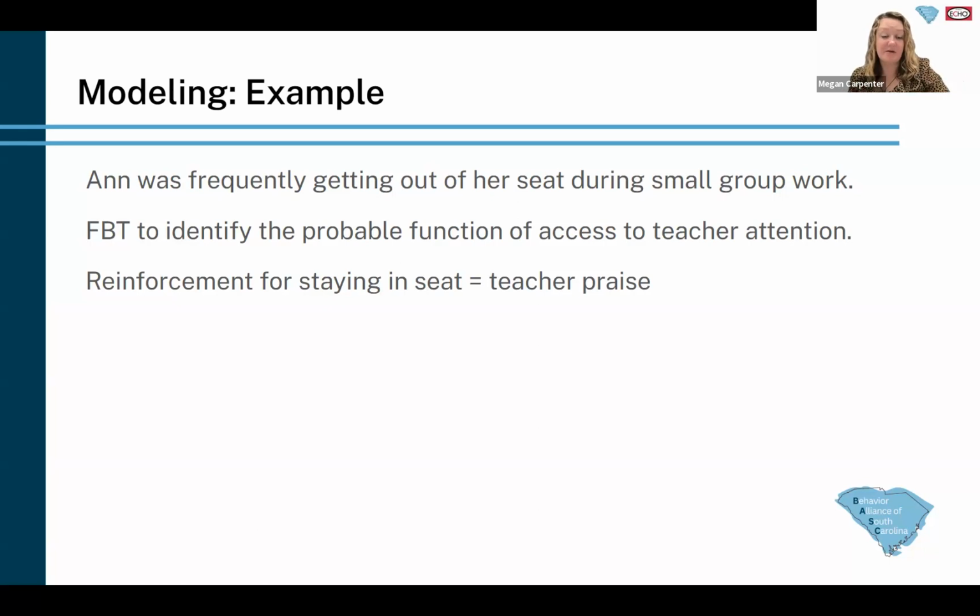In this quick example, say Anne was frequently out of her seat during small group work. We use the function-based thinking process to identify a probable function as access to teacher attention. So to reinforce her for staying in her seat, teacher praise, she is still getting teacher attention, now for a contextually appropriate behavior.